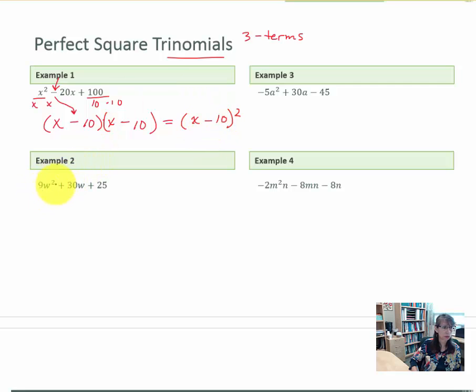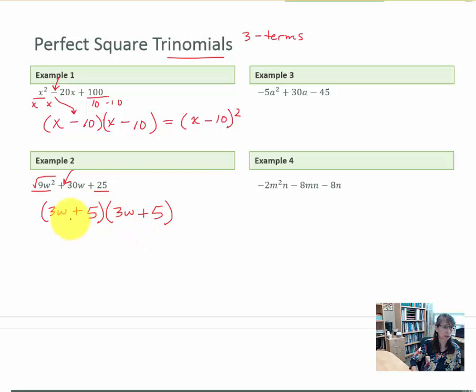For example 2, we have our highest to lowest power. We notice that the first and last terms are perfect squares. So we're going directly to the factors. Think square root. The square root of 9w squared would be 3w times 3w. 25 comes from 5 times 5. Since our middle is a positive 30w, I'm filling in plus sign for both.